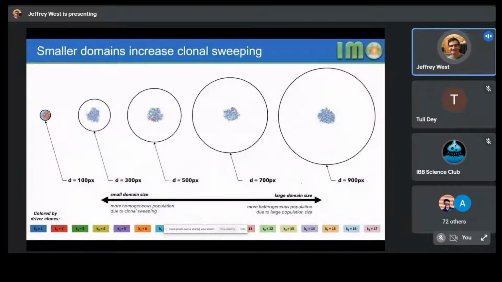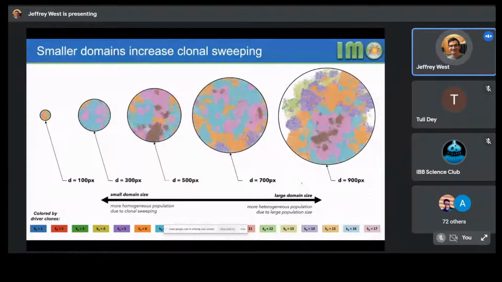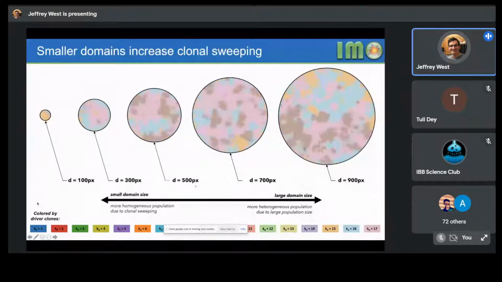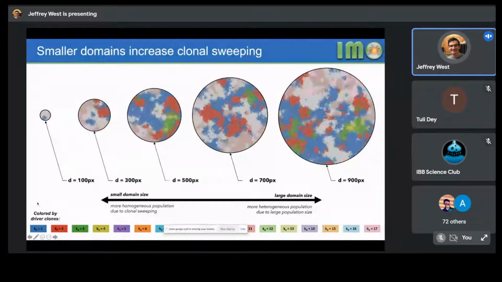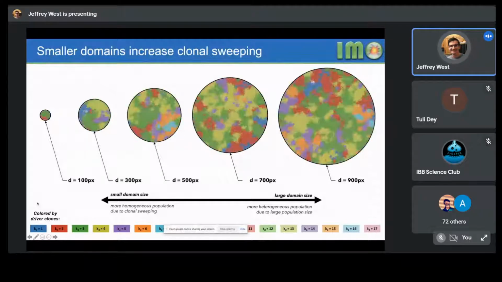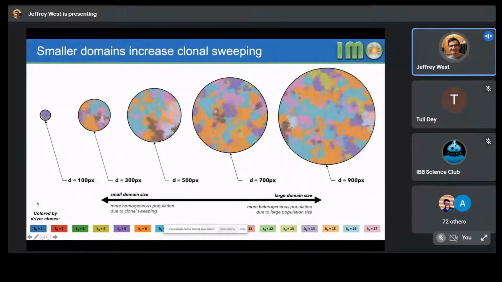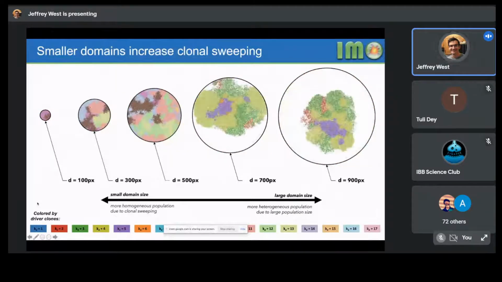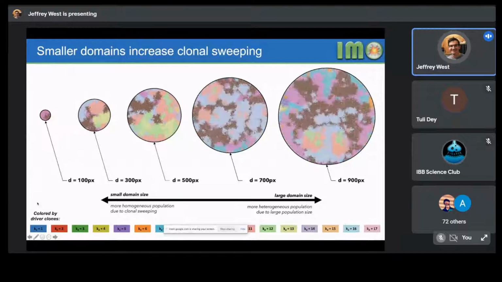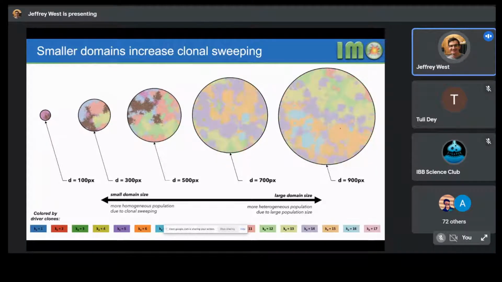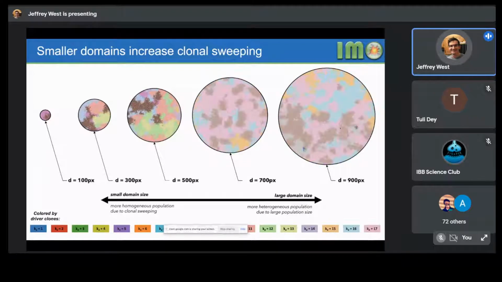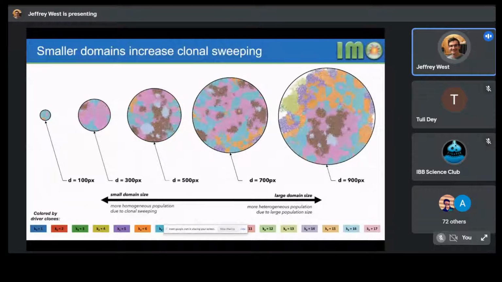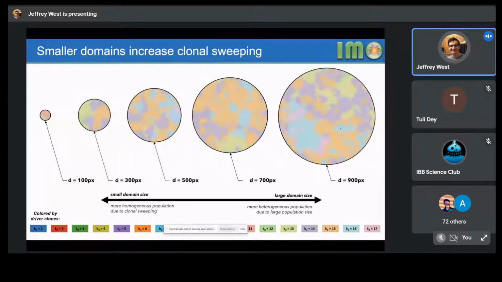So we repeat this simulation with different domain sizes. And the result is very simple here. You can see that in general, these smaller domains are typically homogeneous. If you glance at it at any given point in time, you see that it's typically one color, right? Compare that to the right, where there's many different colors, many different clones, a very heterogeneous population. Maybe I'll run that one more time. Basically we see that smaller domains increase the rate of clonal sweeping across the population.